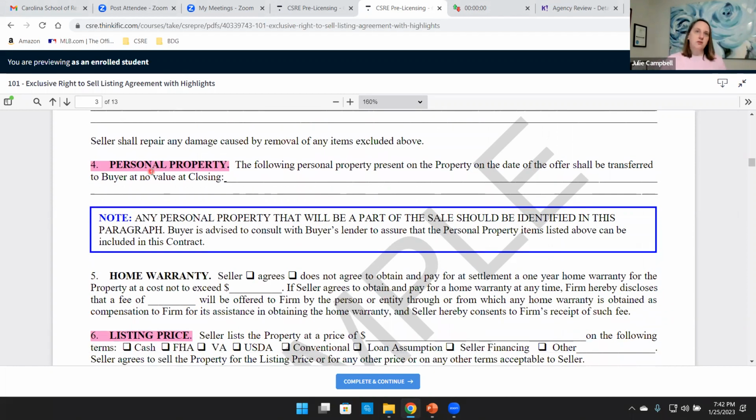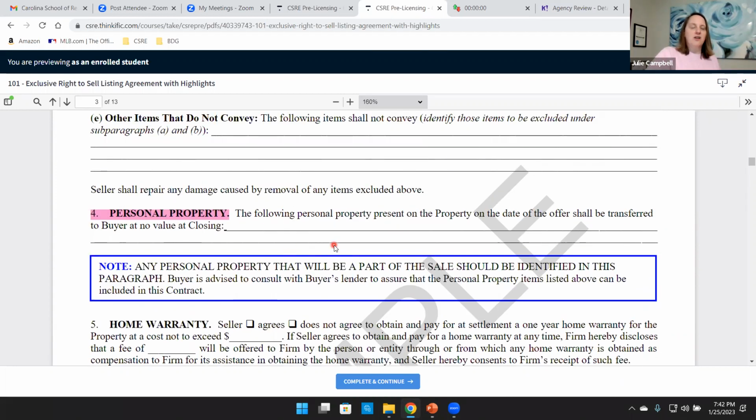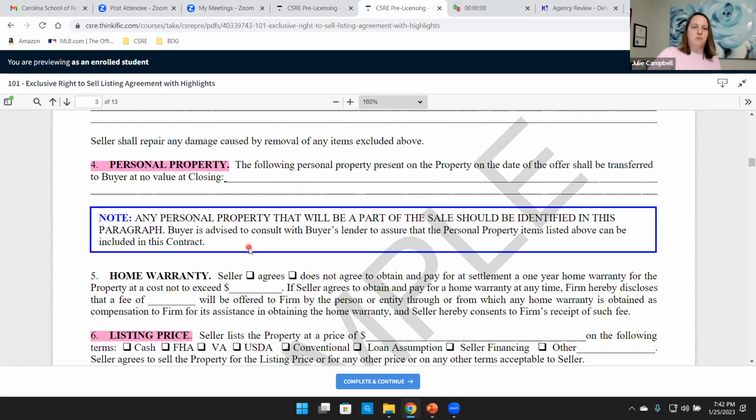Then we got a place for personal property. Remember when we talked about personal property? Is there anything you're willing to leave? Keep in mind, just because the seller's willing to leave it may not necessarily mean that the buyer wants it. All we're saying here is that the seller's willing to leave it. If the buyer wants it, they have it. We're just identifying these items. We're going to see pretty much the exact same verbiage for the fixtures and the personal property when we look at our contract. So we're just having these conversations up front with the seller.